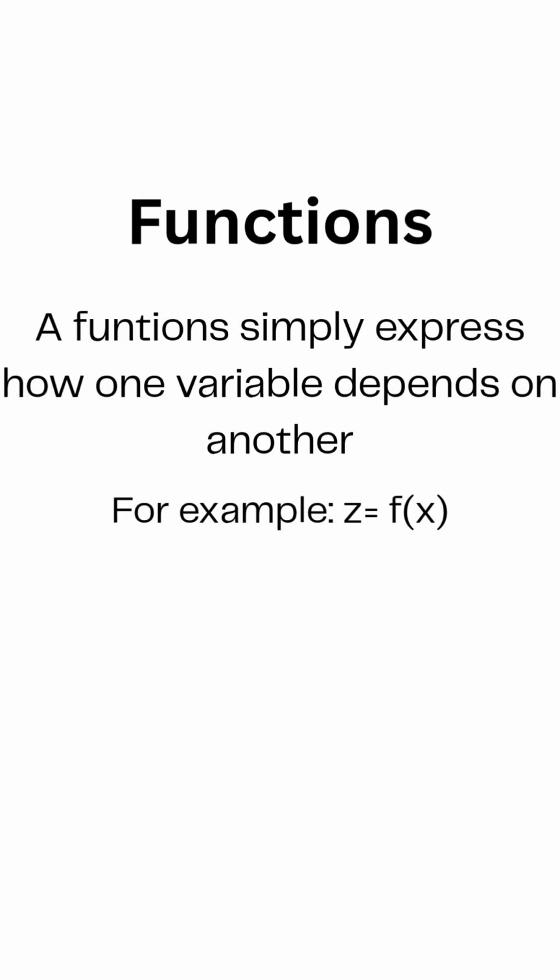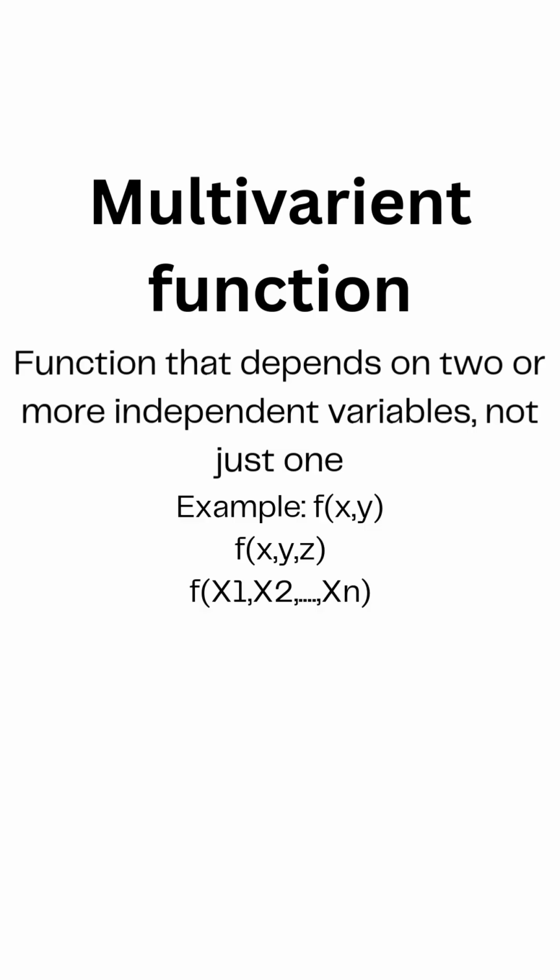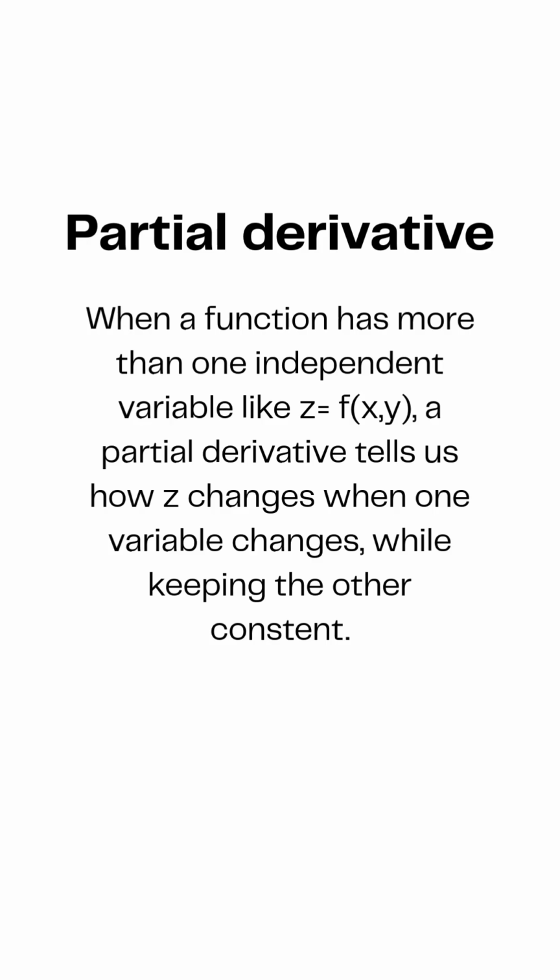But in real life situations, we can see functions with more than one independent variable. Such a function is called a multivariate function. For example, f(x, y) is a function with two independent variables x and y. Now we have a general idea about functions and multivariate functions. So let us move to partial derivatives.